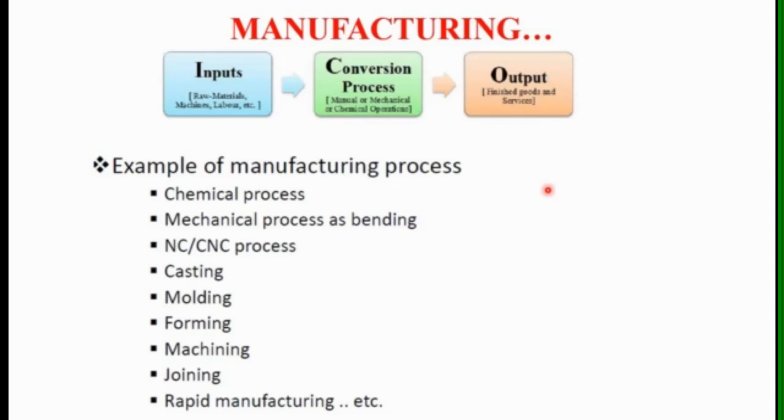Casting is one method or technology used in manufacturing systems. Molding is also there, and forming. Machining includes turning, drilling and grinding; these are the various machining processes. Then joining processes are also there, like welding, bolted joints and riveted joints. Rapid prototyping or rapid manufacturing is also one example of a manufacturing process.